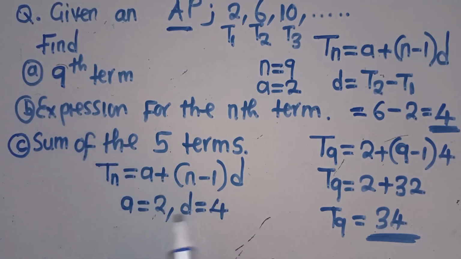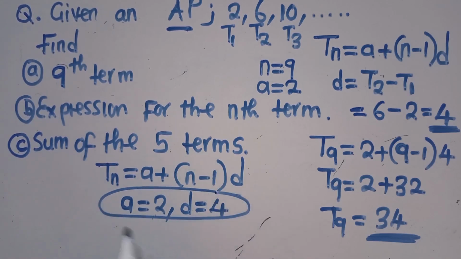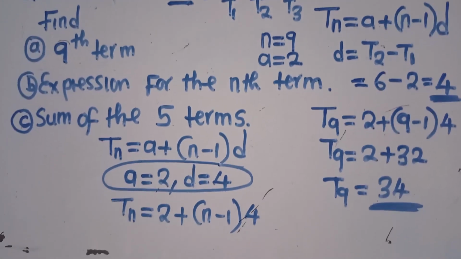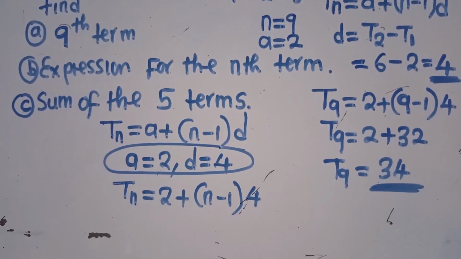This is what you need to consider, just these two. Then you substitute there. So we are going to have Tn is equal to a, which is 2, plus n minus 1 cross the common difference, that is the 4 that is there. These are procedures that you are supposed to do.